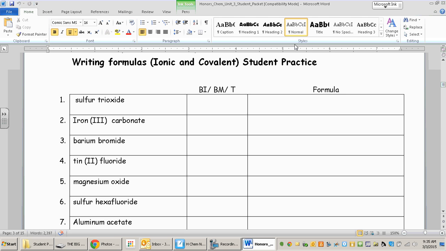Covalent. Do we know how to name covalent yet? No, I hope you're listening. We don't know how to name covalent yet, so don't mess with the first one. Okay. Barium bromide, ionic or covalent? Ionic. So ionic, we can name. We can write the formula for it. So write down the formula for that while my little wheel of death spins.